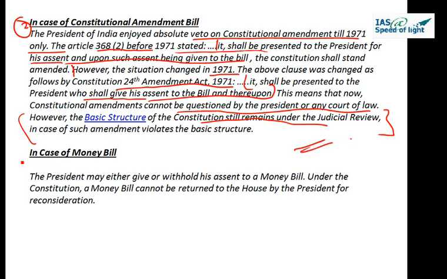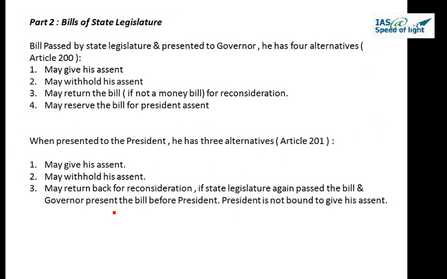Now the third type of bills are the money bills. In case of money bills, we have already seen that it has to be introduced into the parliament after the recommendation of the president, and the president cannot return these bills to the parliament for reconsideration. So the president may either give or withhold his assent to the money bill. He doesn't have the third choice of giving it back to the parliament. Under the constitution, a money bill cannot be returned to the house by the president for reconsideration.